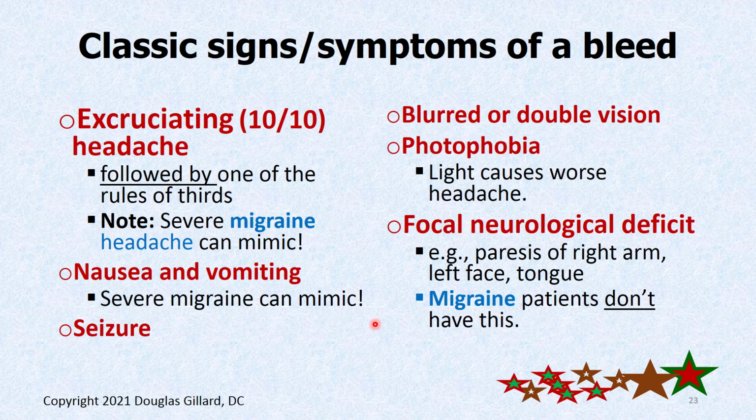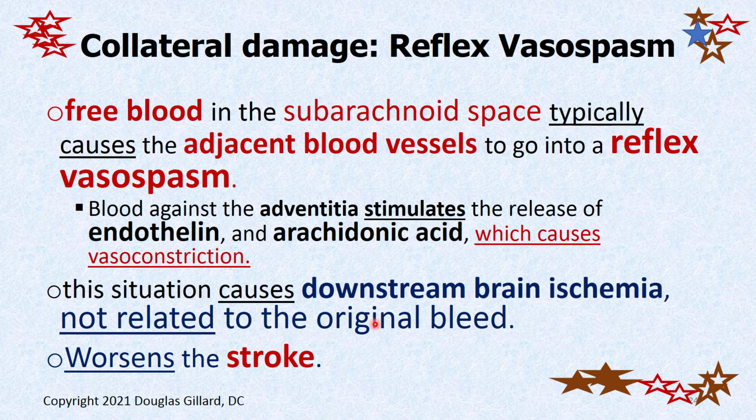What are the symptoms? This is a high yield slide. What are the symptoms of a bleed? 10 out of 10 headache. Horrible headache. Migraine headaches can match this, 10 out of 10 as well. Nausea and vomiting. Migraine can mimic that. Seizure, most migraines don't mimic that. Blurred vision, double vision, photophobia. Migraines can mimic that as well. Neurological deficits, migraines don't typically do that or mimic that. And that's facial numbness, paralysis, kind of a drooping face, left side of the body doesn't work or is weak. Those are all signs.